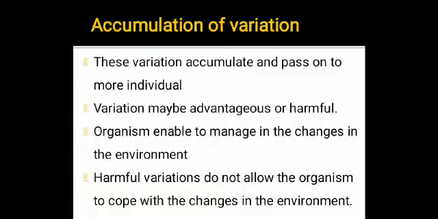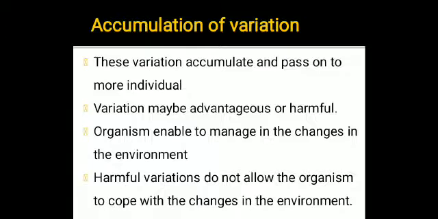Now what happens? The parents produce offspring. These offspring vary from their parents, and these variations accumulate, and this accumulation is passed on to more individuals in the next generation. From the first parental generation, the variation is transferred to the first generation, and then to the second generation.